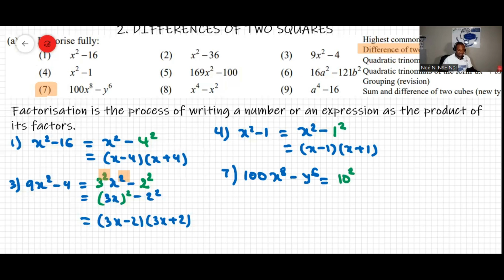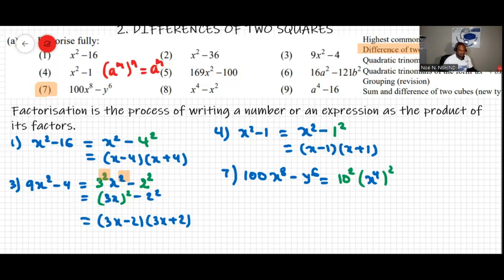Now, note that x to the power of 8 can be written like this, to the power of 2. This can be written as x to the power of 4, all to the power of 2, because of the law of exponents. In previous grades, you learned that if you have a to the m raised to the n, this is equal to a to the m times n. Excuse me.